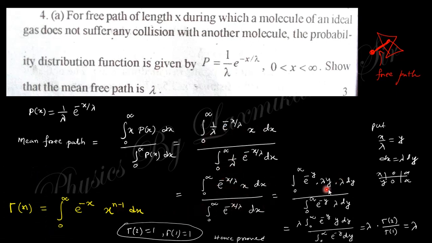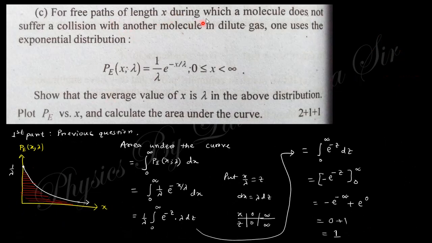gamma function. Just change this into a gamma function format, with the help of x by lambda taken as y. You can change this into the gamma function, and you get gamma 2 and gamma 1, where gamma 2 is 1 and gamma 1 is also 1, so this will be lambda, and you need to prove this will be lambda. Very simple.